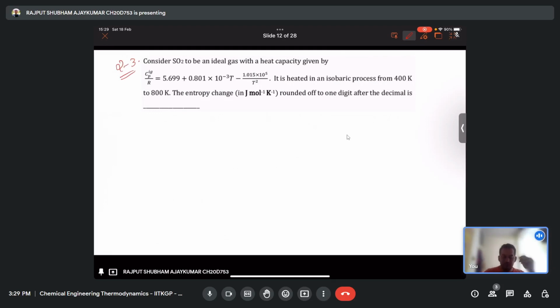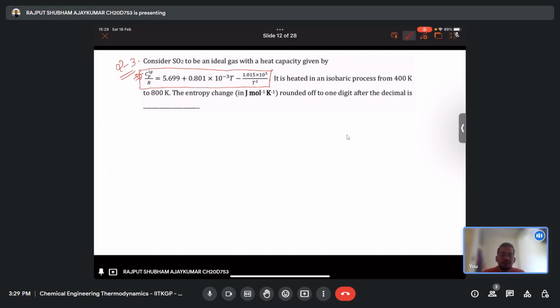Okay, so first we'll see what has been given. Consider sulfur dioxide to be an ideal gas. They are saying consider an ideal gas, which is sulfur dioxide, with a heat capacity. The heat capacity is given to us in the equation of Cp of an ideal gas with this parameter equation. So we'll use this equation as we proceed to solving the numerical.